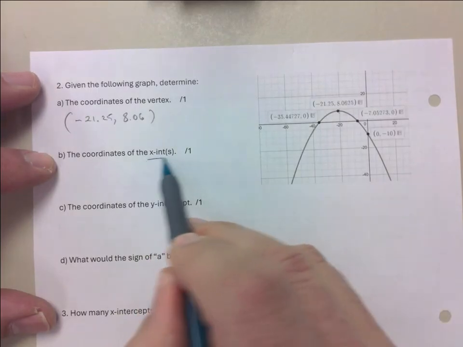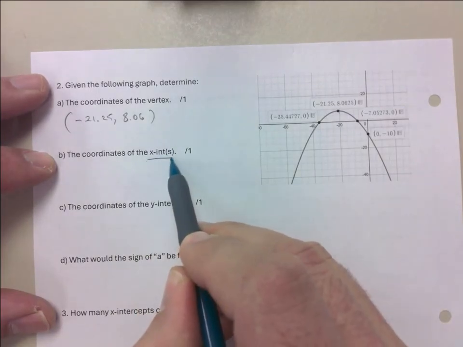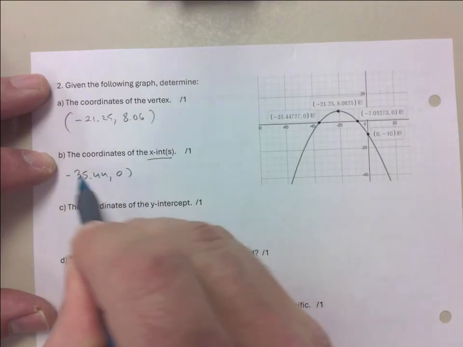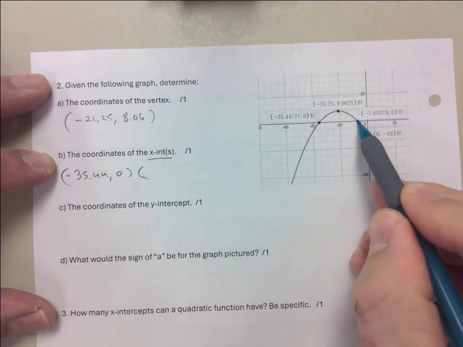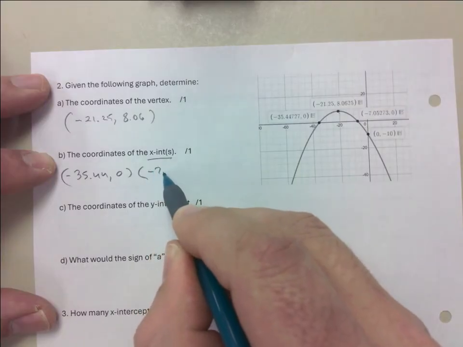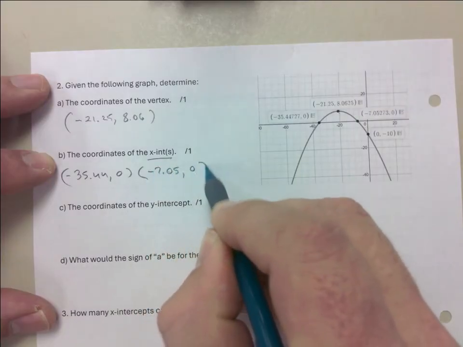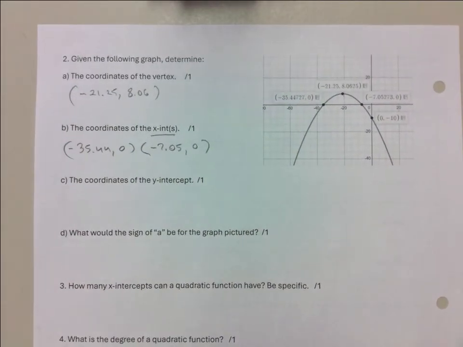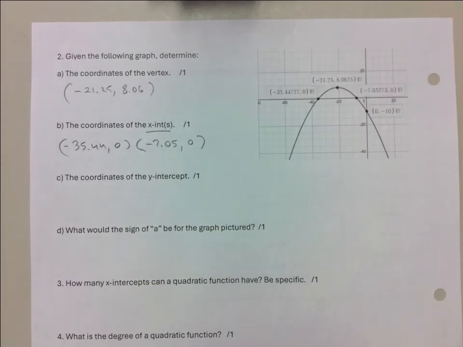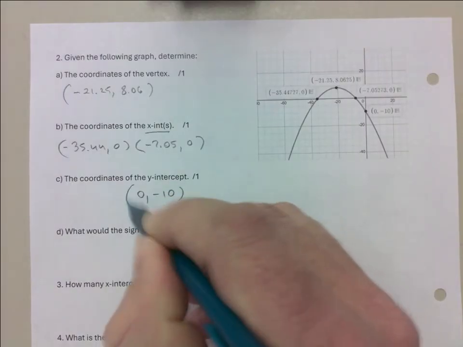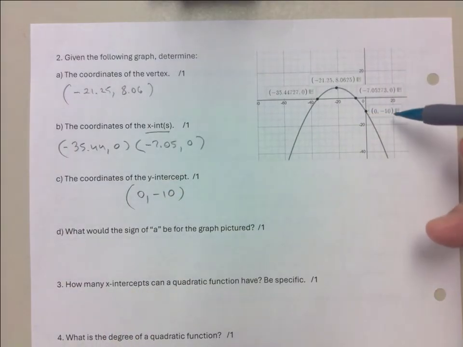The x-intercepts, the first one is -35.440. The next one over here is -7.050. Okay? The coordinates of the y-intercept is 0, -10. It comes right from here, right, where it crosses the y-axis.